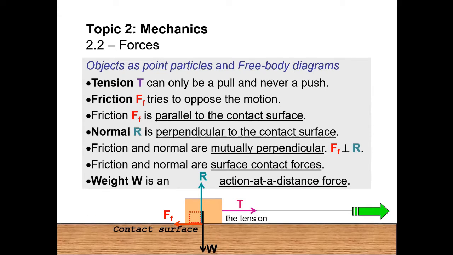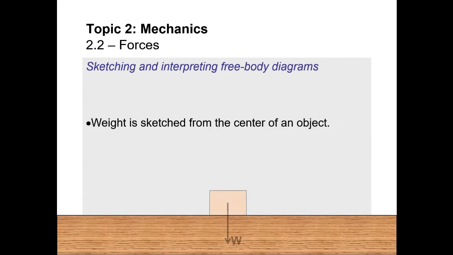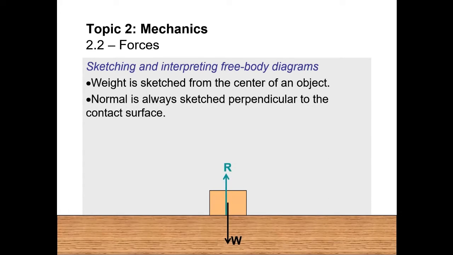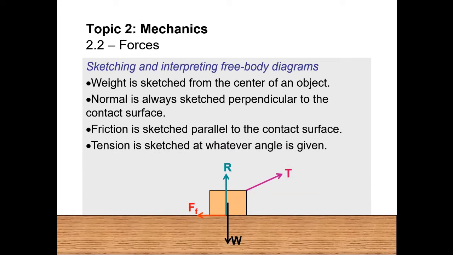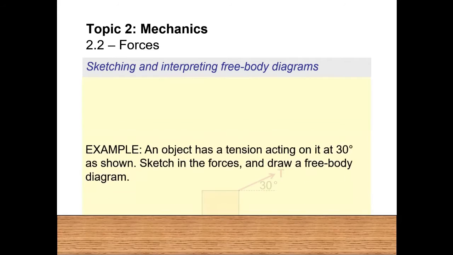Friction and normal are surface contact forces. Weight W is an action at a distance force. Weight is sketched from the center of an object. Normal is always sketched perpendicular to the contact surface. Friction is sketched parallel to the contact surface, and tension is sketched at whatever angle is given.